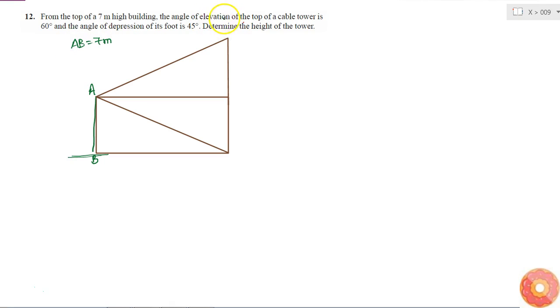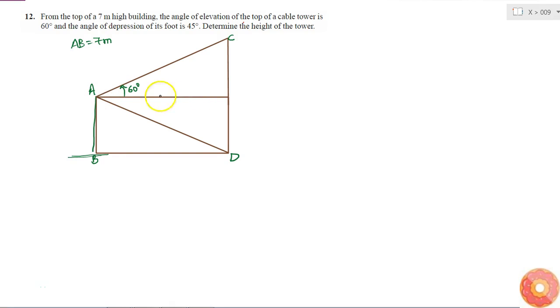And there is another tower. I'll represent it as CD. So C is the top of the tower, and D is the foot of the tower. So from the top, that means from point A, the angle of elevation of the top of the tower is 60 degrees. That means this angle is 60 degrees.